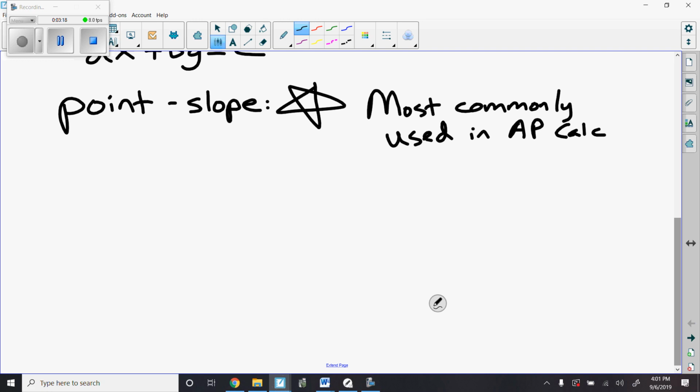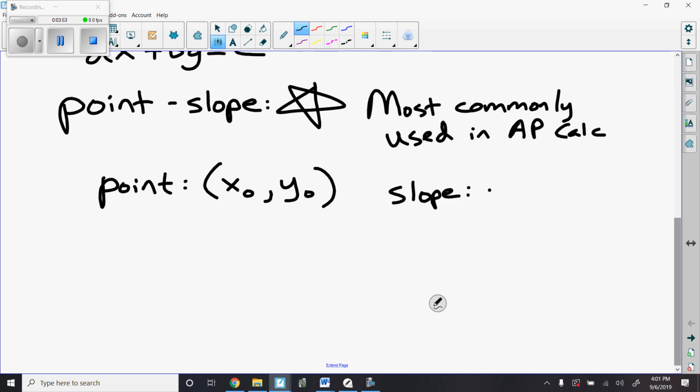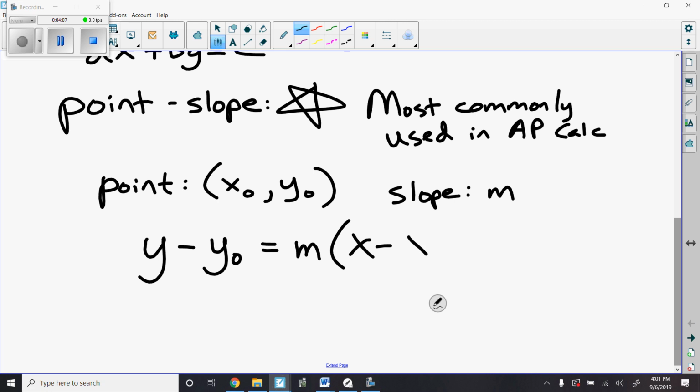All you need are two things. You need to know a point, and you need to know a slope. So let's say we have a line that goes through the point x naught, y naught, x sub 0, y sub 0. I'll show you with real numerical examples as well. Let's say we know that the point x naught, y naught is on the line, and we know that the slope is m. Well, our equation then would be y minus the y coordinate, y naught, equals slope times parentheses x minus the x coordinate, x naught.